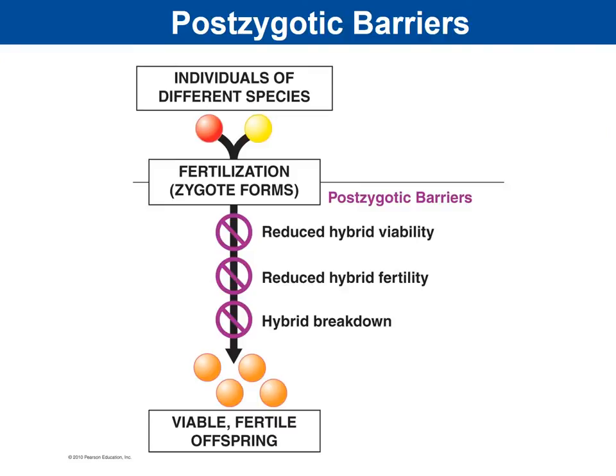Now, for our post-zygotic barriers, remember these are the ones after the zygote forms. So in this case, fertilization can occur and the zygote forms, but there's a problem after that fertilization. And so this could include reduced hybrid viability, reduced hybrid fertility, and hybrid breakdown. These three types of barriers prevent having viable fertile offspring. And remember that a species is defined as the ability to reproduce and produce fertile offspring. And so these prevent forming viable fertile offspring.